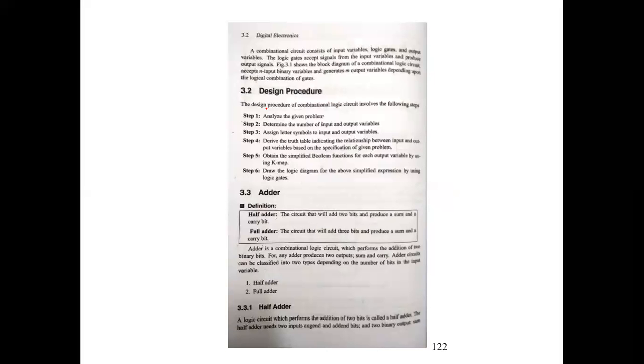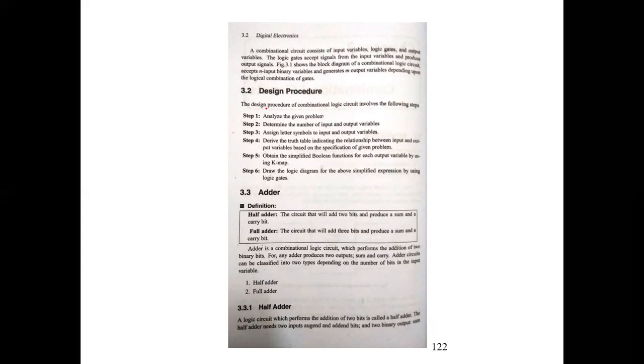First, we need to know the design procedure of combinational circuit. Step one, analyze the given problem. We need to study the problem: how many inputs, how many outputs, like that we need to know. Then what is the application, what is the requirement of the application. That application should be useful for some events. So step one is analyze the given problem.